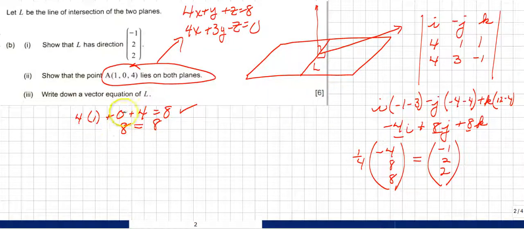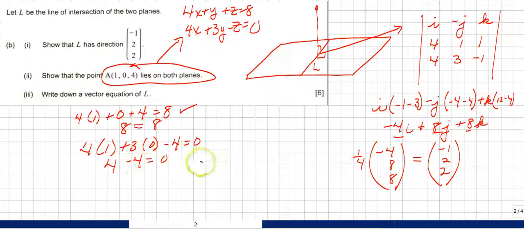Now let's plug (1, 0, 4) into that second one, so we get 4 times 1 plus 3 times 0 minus z, which is 4, equals 0. Well, 4 plus 0 minus 4 is 0. That checks. So we are done with part A. Now write down a vector equation of L.